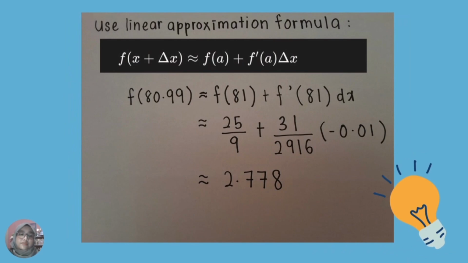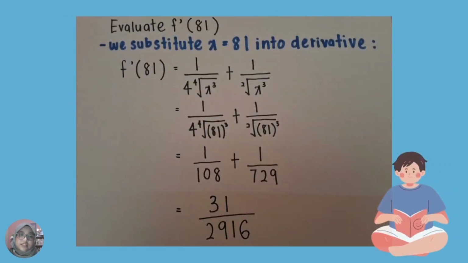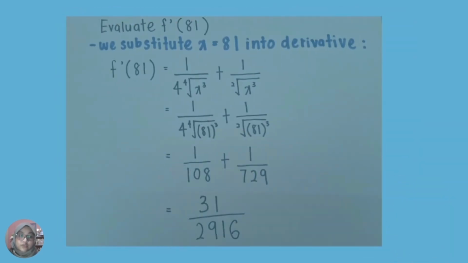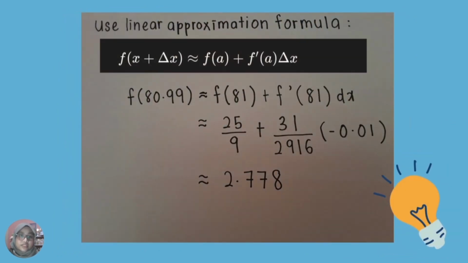So for the last step, this is the time to use this formula. Just take all the answers that we calculated and put them into this formula. So f(18.99) equals f(81) plus f prime(81) dx. So just take the answers. We got 25 over 9 plus 31 over 2916 multiplied by negative 0.01. And for the last answer, as you can remember, in this question we need to use 3 decimal places only. So for the final answer, we got 2.779.